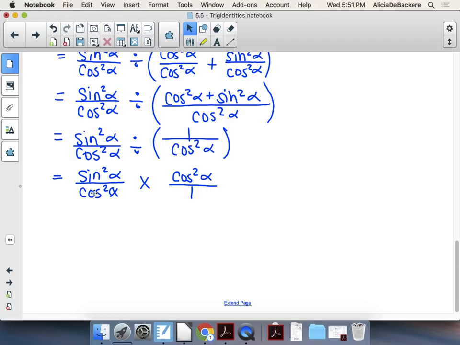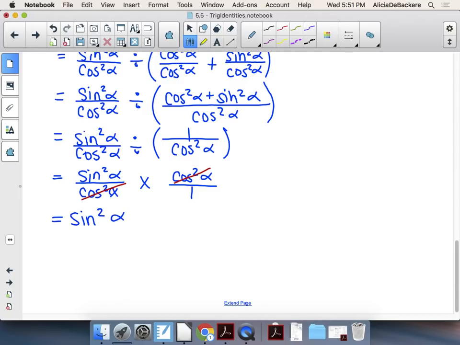So on the bottom here, I've got cos squared. On the top here, I've got cos squared. They cancel. And I'm left with sine squared over 1 times 1 over 1. And that's just equal to sine squared, which is our right-hand side. That was our goal. It took a lot, but we got there. Therefore, the left-hand side equals the right-hand side, and therefore, we know that our expressions are equal.